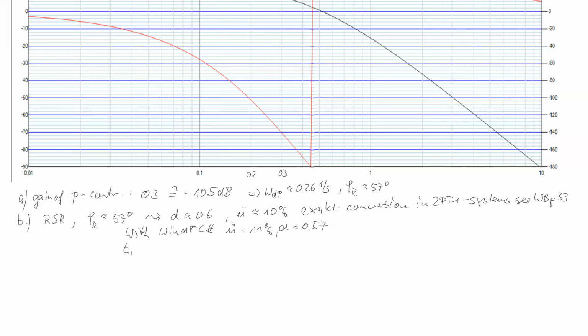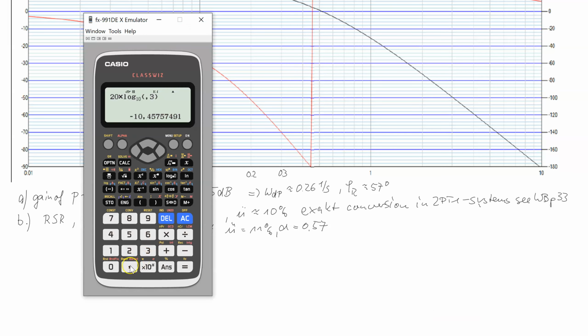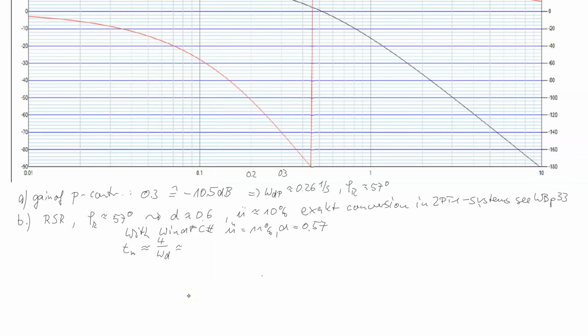There was an estimation equation. The first maximum of the reference step response can be calculated as about 4 divided by omega d, and in our case omega d is 0.26. 0.26 times 4 is 15.38 seconds. So say round about 15 seconds.